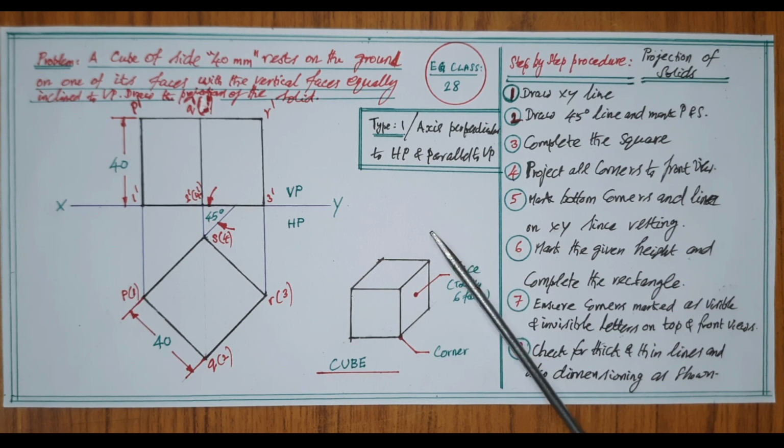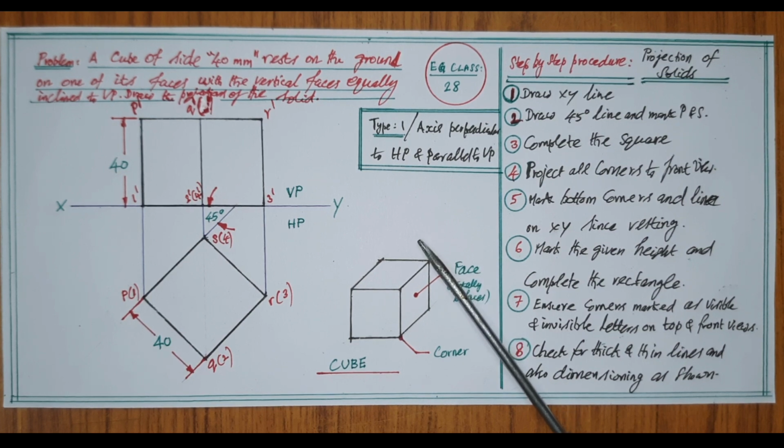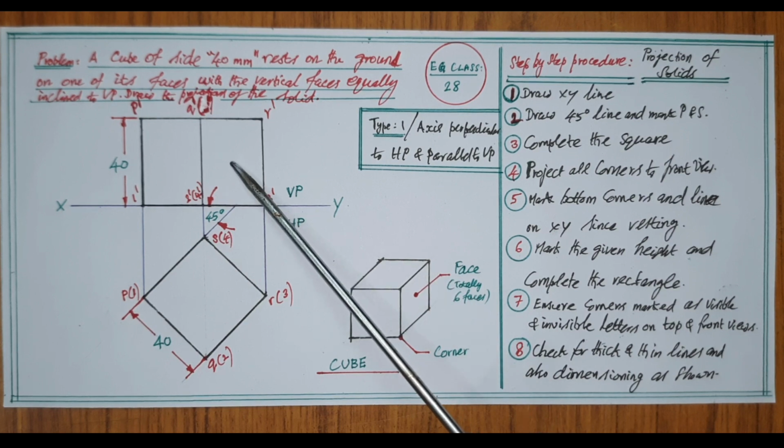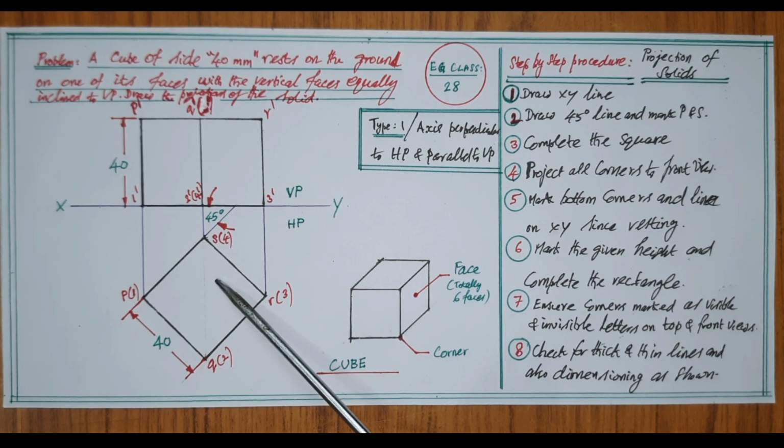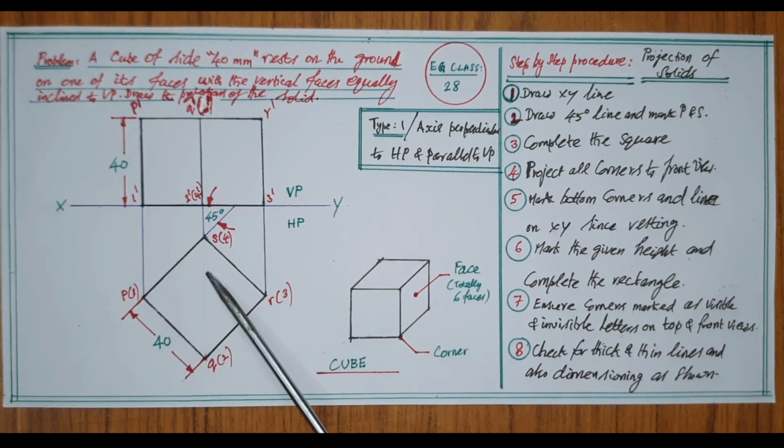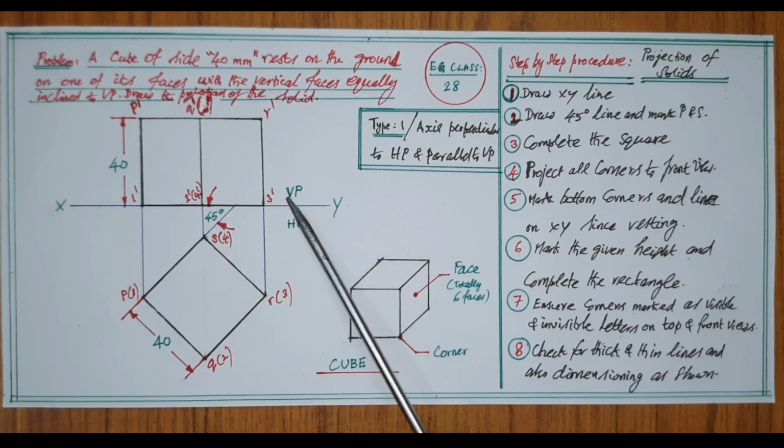So plan or top view is to be drawn first and then front view or elevation is to be drawn through projection. Then only the square with true dimensions can be obtained on HP resting and also axis perpendicular to HP. For this, first draw the XY reference line as usual.